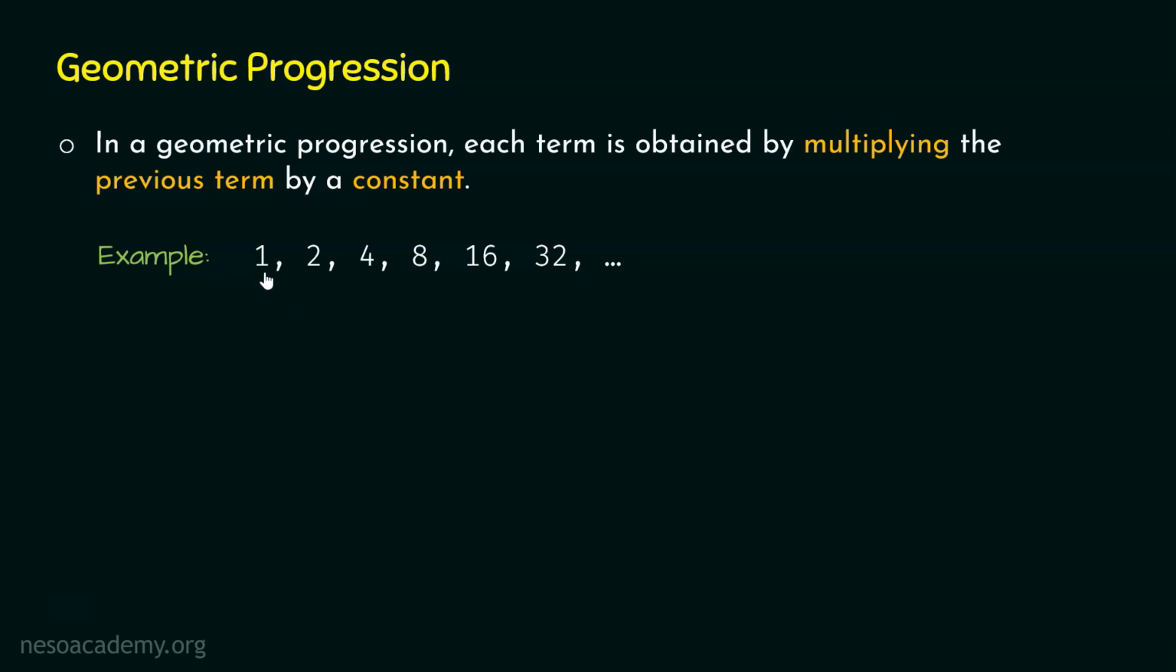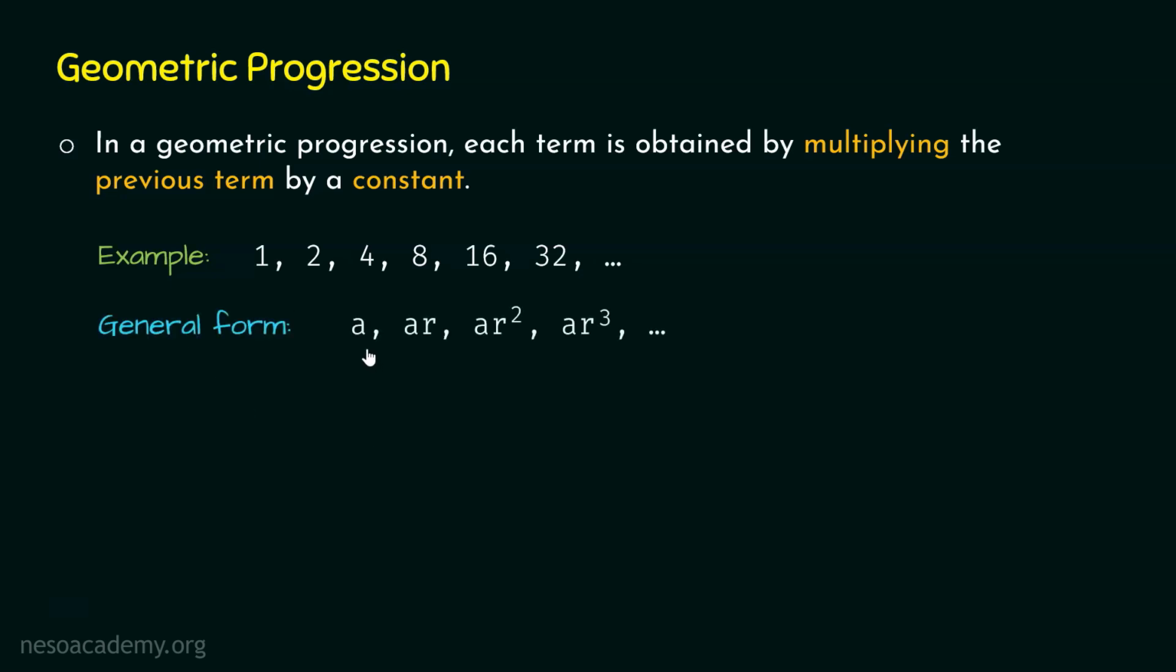If we multiply 1 by 2, we will get 2 as the result, which is the second term of this geometric progression. Similarly, the third term, which is 4, is obtained after multiplying 2 by 2. Similarly, 8 is obtained after multiplying 4 by 2. 16 is obtained after multiplying 8 by 2. So this is the geometric progression because each term is obtained by multiplying the previous term by a constant. Now let's discuss the general form of the geometric progression.